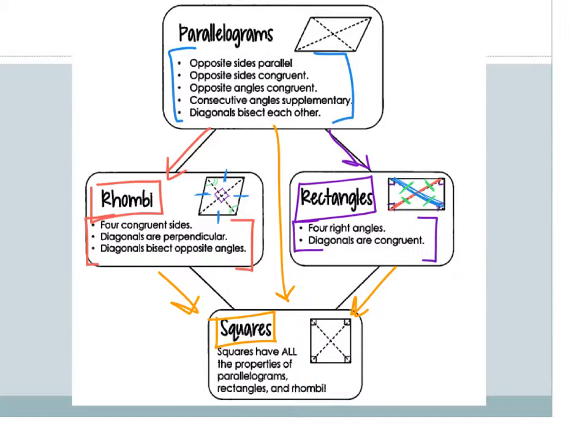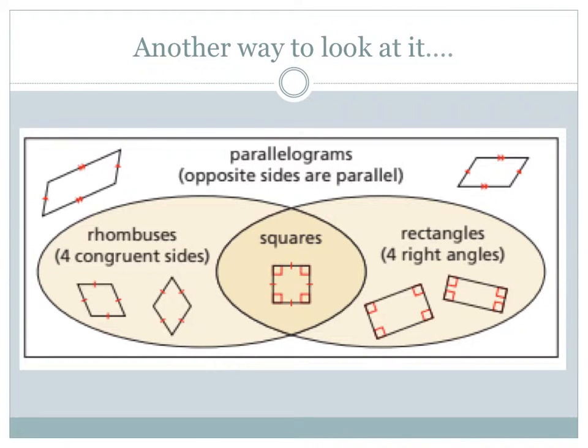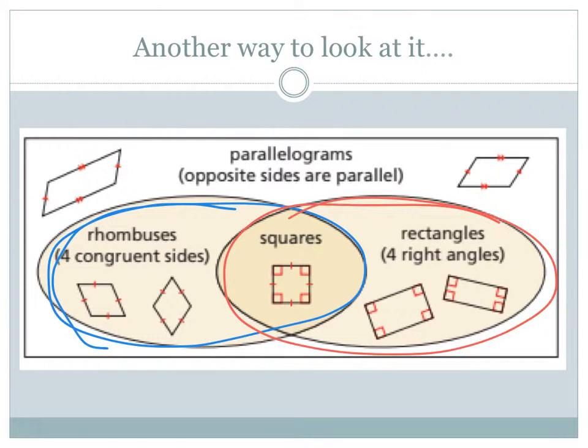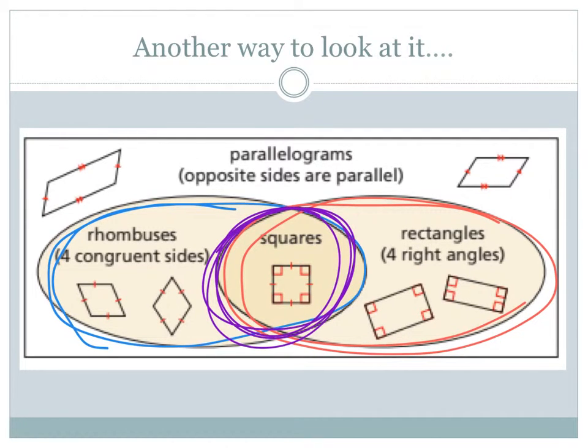If you go to the next slide, it looks a little something like this. This is just another way to look at it. Inside the box of parallelograms, we see that everything inside this box has all the properties of a parallelogram. But if we split it up in our Venn diagrams, our rhombuses have all these characteristics, our rectangles have all these characteristics, and we see that the only shape that has a combined characteristic or shares all of them are the squares. Okay.